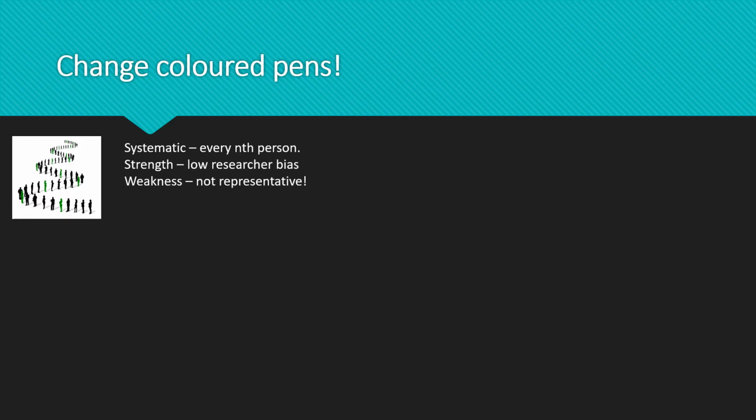Now, what's the strength of this? There's low researcher bias. The researcher can't influence whether you have all males in the sample. It's just whoever is fifth, sixth, third, whatever number is suggested. But a weakness is it's not representative. Even though you're doing it in a pretty structured and systematic way, you could still end up with all 16-year-olds, all females, all males, and that's not representative of the target population.